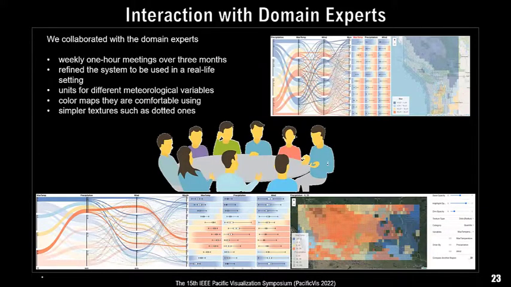Now, after we designed our initial SETSTATMAP visualization, as you can see here, we interacted with domain experts with weekly one-hour meetings for over 3 months. Initially, we did not have proper units for these plots, and also the textures that we used were not intuitive for the domain experts to use. So they suggested to use simpler textures, color maps, and it took quite a lot of sessions for them to get used to these new types of visualization and to have confidence in how to interpret this visualization.